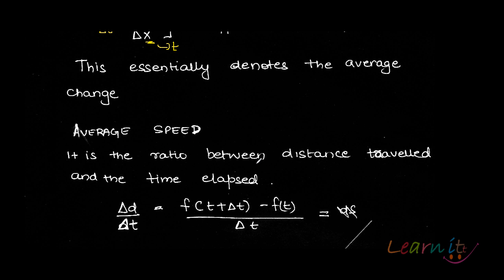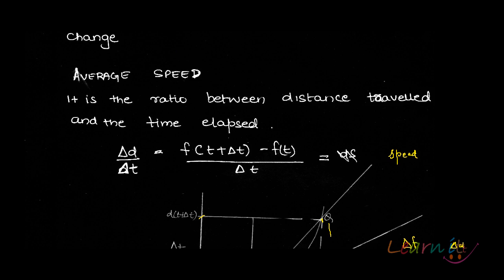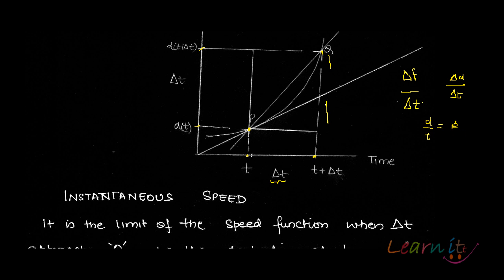Average speed essentially is the ratio between the distance traveled and the time taken to cover that distance. So that would essentially be the difference quotient, right? f of t plus delta t minus f of t upon delta t. This is what speed is. That's my average speed. You understand what an average speed is?